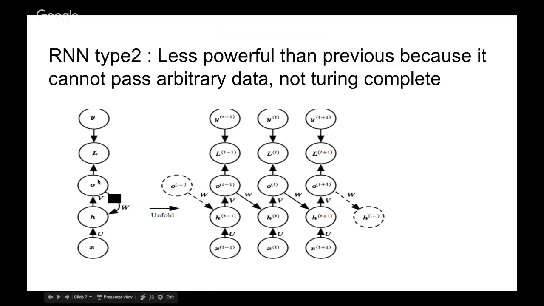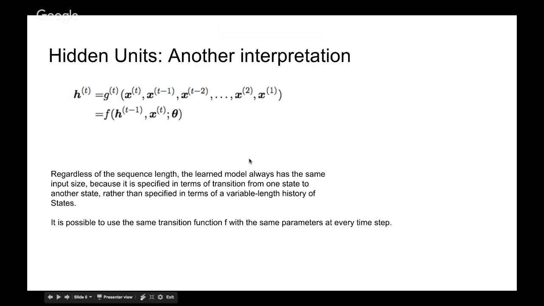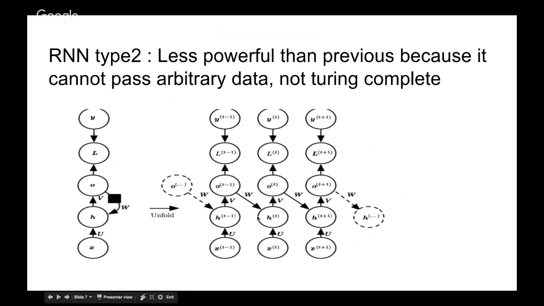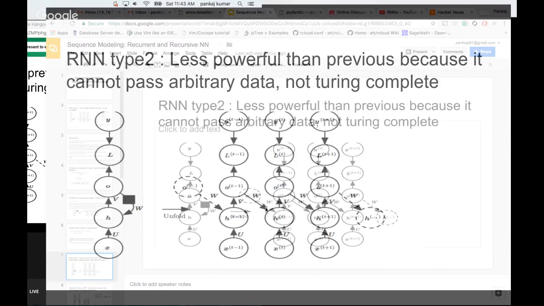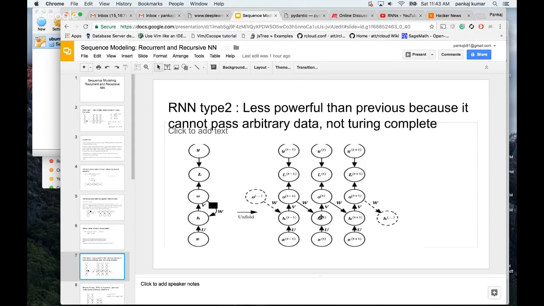So in this RNN, instead of hidden units directly going to the next hidden unit, the output of the hidden unit goes to the next hidden unit. This output actually goes to the next hidden unit. And this is strictly less powerful than the previous version, in which the hidden unit goes directly to the next hidden unit. Can you think of why this happens? Why does sending the output to the next hidden unit make it strictly less powerful than hidden units directly going to the next hidden unit?